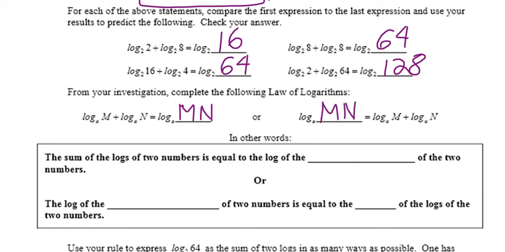So, in other words, or actually in words, because the other one was formula, in words, the sum of the logs of two numbers is equal to the log of the, which is the fancy math word for... Not the sum. Product.